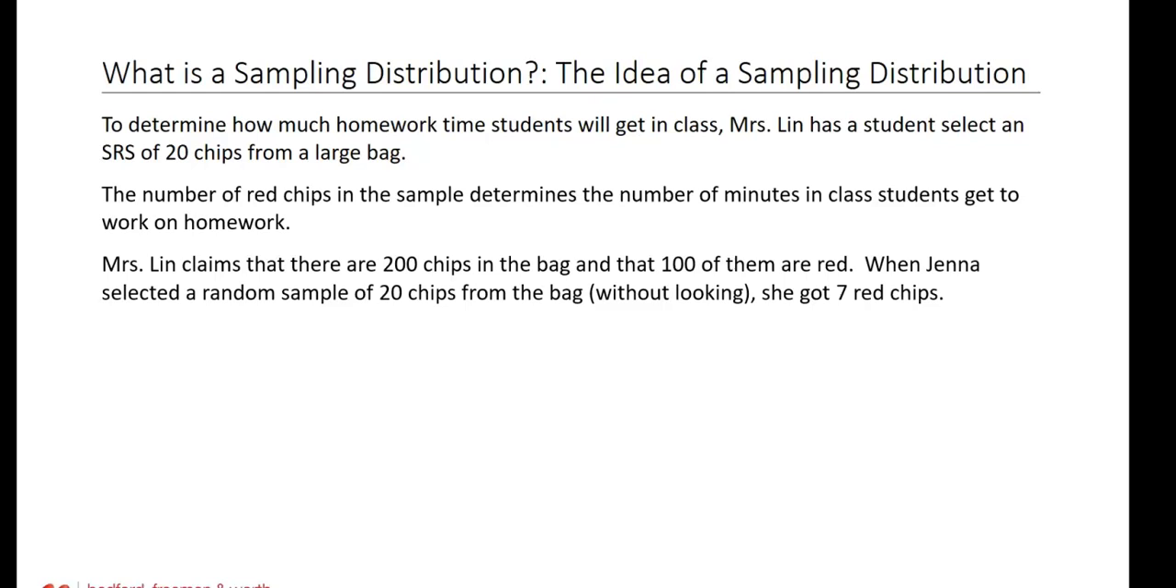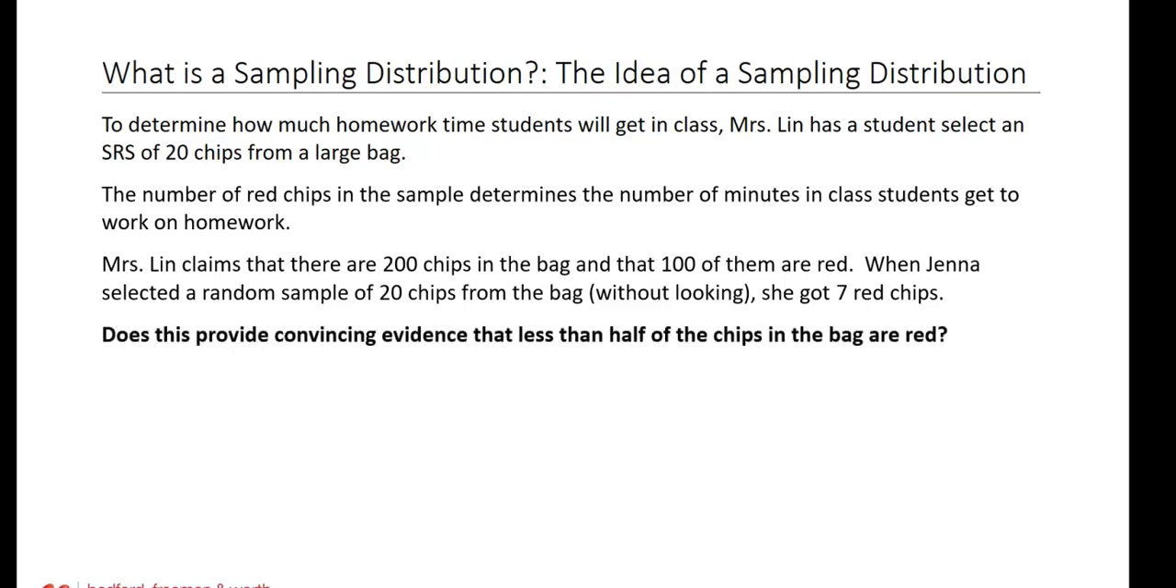Okay, we'll see. When Jenna selected a random sample of 20 chips from the bag without looking, that was important, she didn't just look for non-red chips or just for red chips, she got 7 red chips. She just happened to get 7. Does this provide convincing evidence that less than half the chips in the bag are red? I don't know if it's convincing or not. It does provide some evidence.